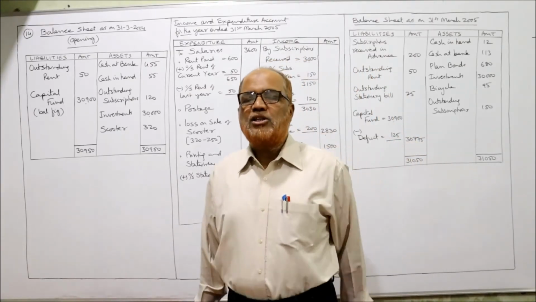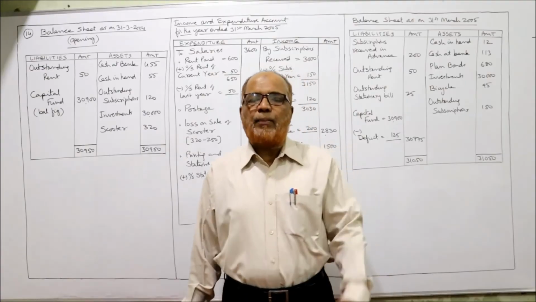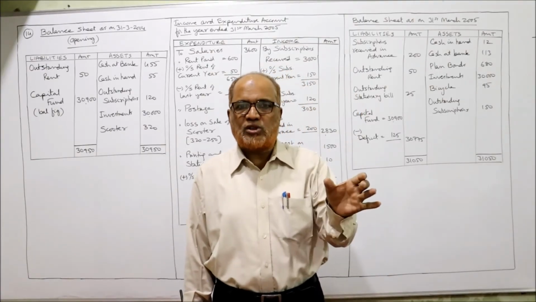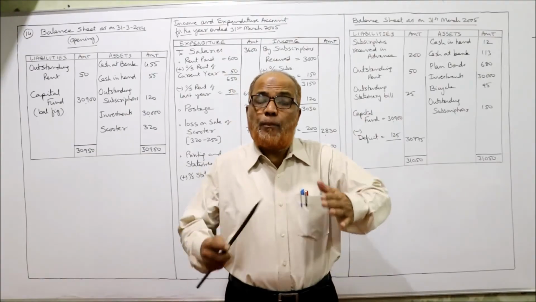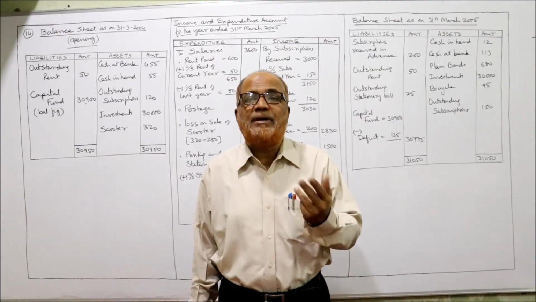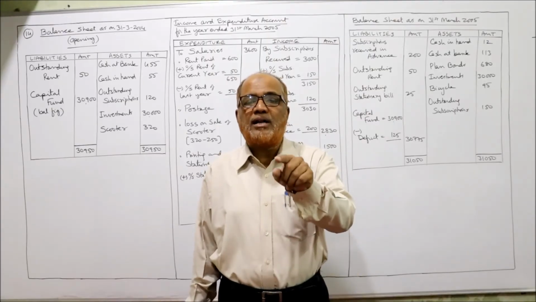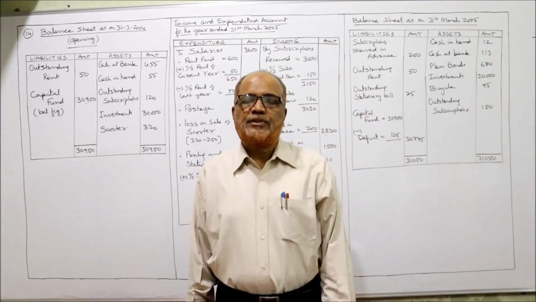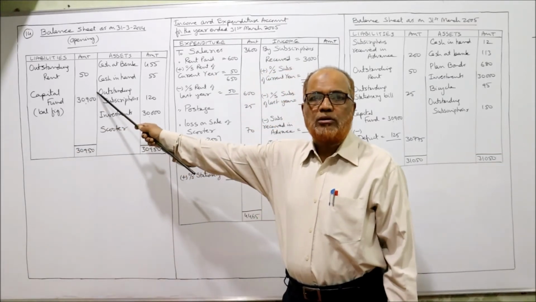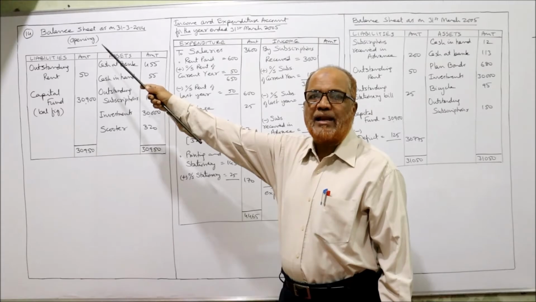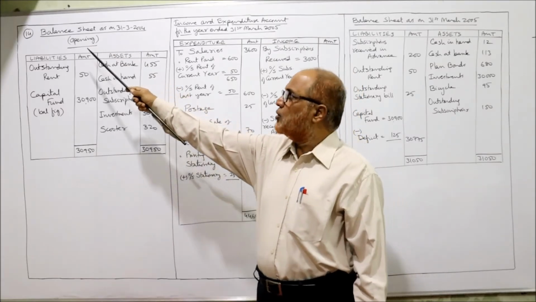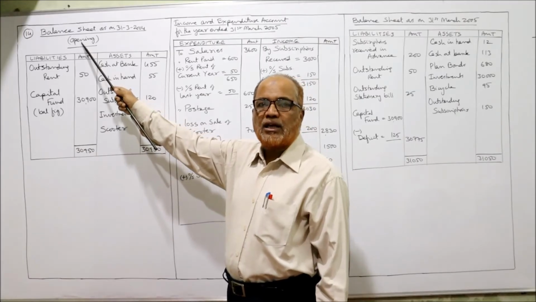Now the new point in this problem is that the opening capital fund is not given. In the previous problem the balance sheet was already given, but here the opening balance sheet is not given. So we don't know how much the opening capital is on 31st March 2004. So we will make an opening balance sheet as of 31st March 2004, last year end. So last year end, current year opening, right?